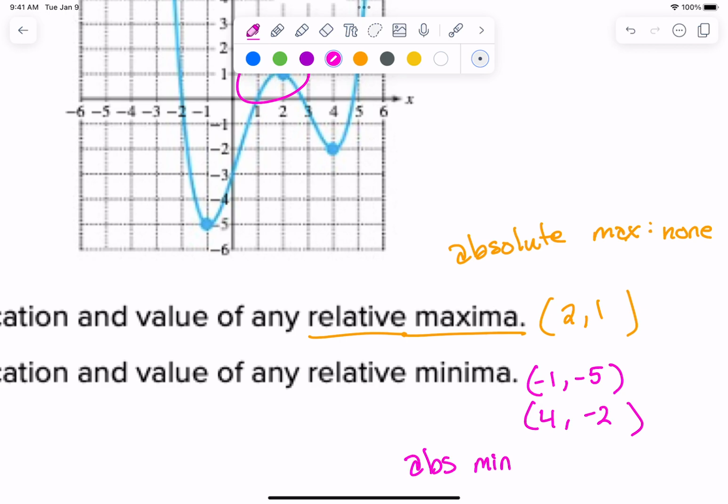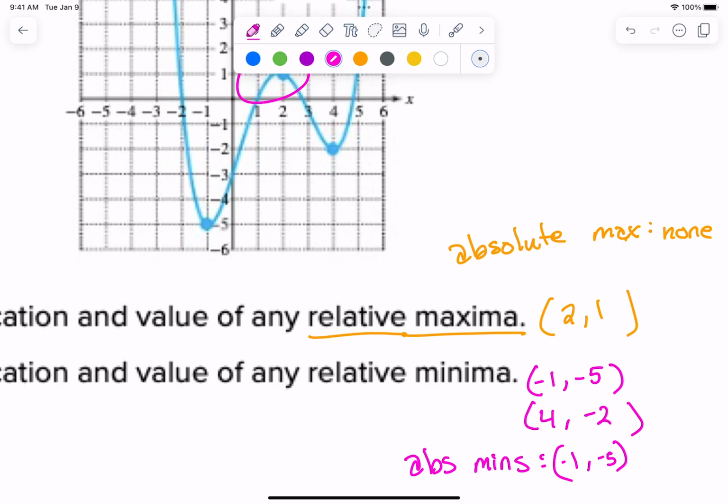Do we have any absolute? What does absolute mean? Absolute means absolutely the lowest point on the graph. So -1, -5 is an absolute min. Now he is a relative min and an absolute min, so you list him in both places. Does that make sense? Relative, absolute. Do you see the difference between the two?